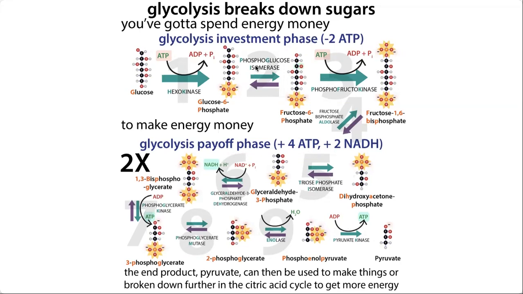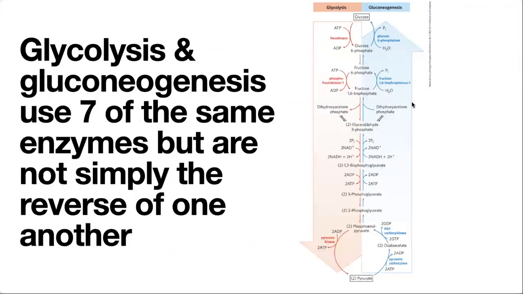These are going to be the 3 steps that have that really big negative delta G. So those are the steps that, if we want to do gluconeogenesis, if we want to make glucose, we're going to have to go around. Those are the steps that we're going to have to bypass using different enzymes. We're going to see how we can use different enzymes and regulate them reciprocally.